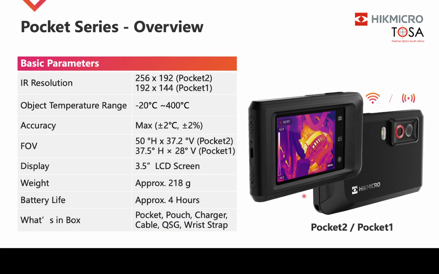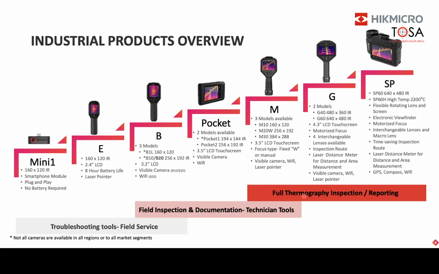Right, what we're going to use today is one of the HIKMICRO cameras. This is known as the Pocket 2. I'm not going to go through all of the specifications here, but on the right hand side there you can see the Pocket 1, Pocket 2. We will be using the Pocket 2 to show you some thermal images today. That's where the Pocket 2 is positioned, right in the middle there. Now you'll see that those three products, the B series, the Pocket series and the M series, are known as field inspection and documentation. These are typically technician tools.